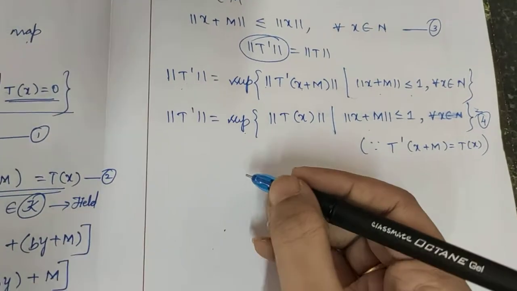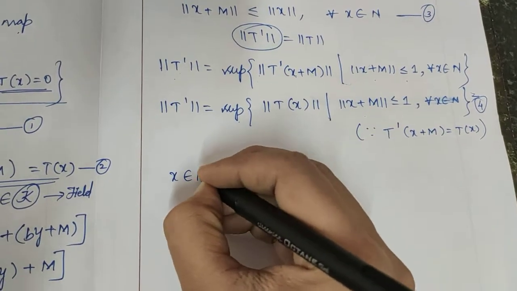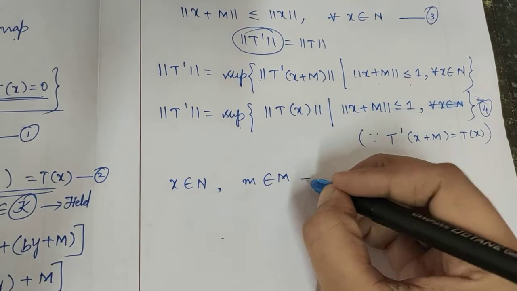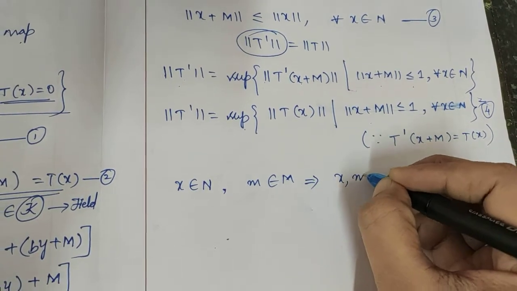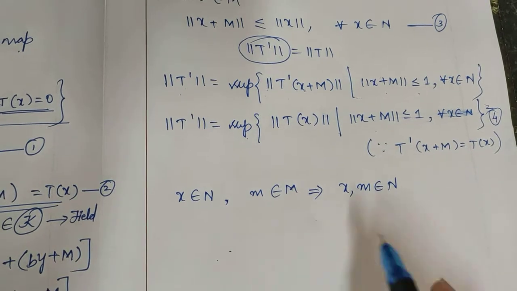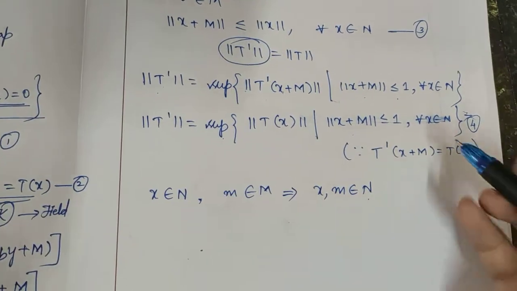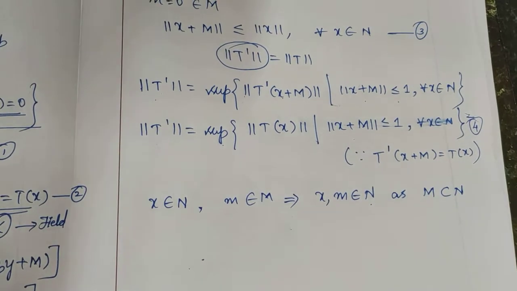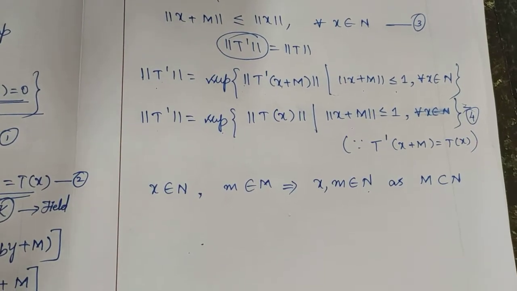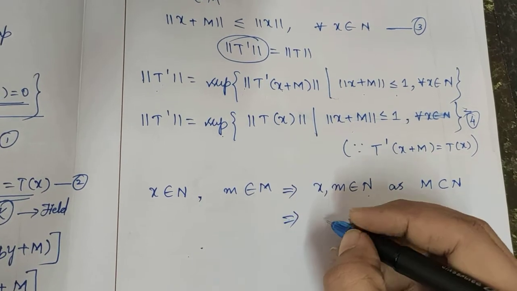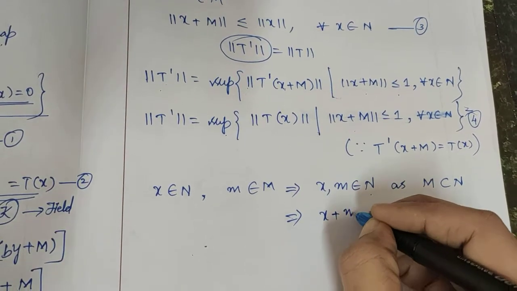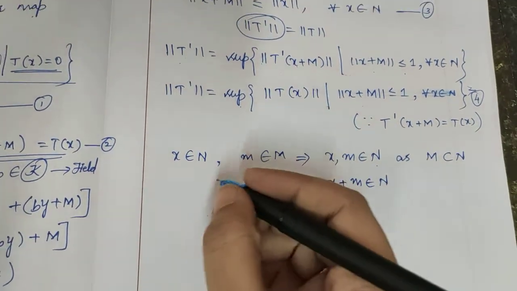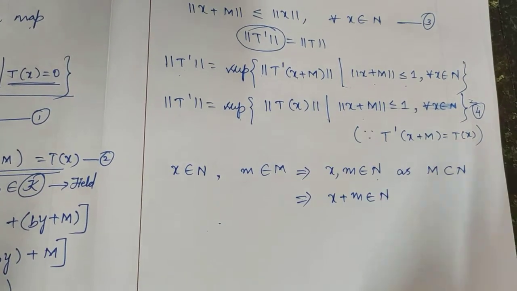Okay, so what are the things we have now? x belongs to n and m belongs to m. This implies x comma m belongs to n. I can say that x comma m belongs to n. Why? Because m is a linear subspace of your normed linear space n. So from this we can write x plus m belongs to n, right? So now this is one part of the proof.